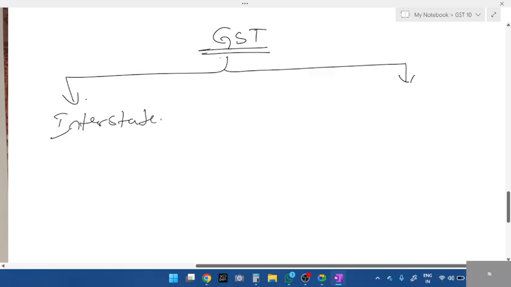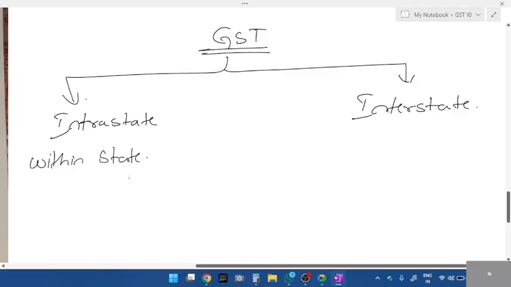Interstate, intrastate, interstate. Intra meaning is within the state, students, within the state. Okay, how do you remember this? What did I tell you all? For one state, how many CMs do we have? For one state, only one CM, right?